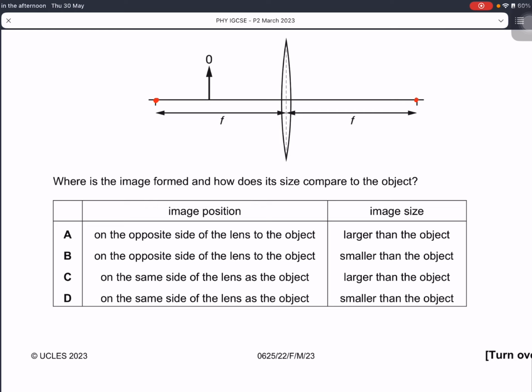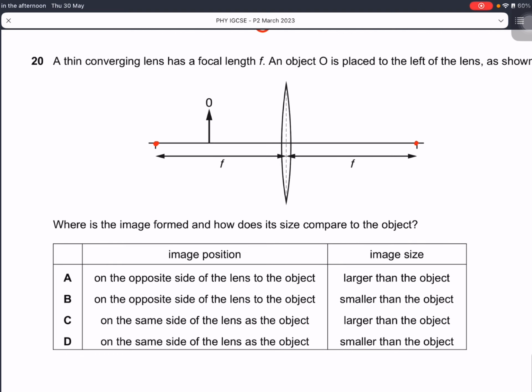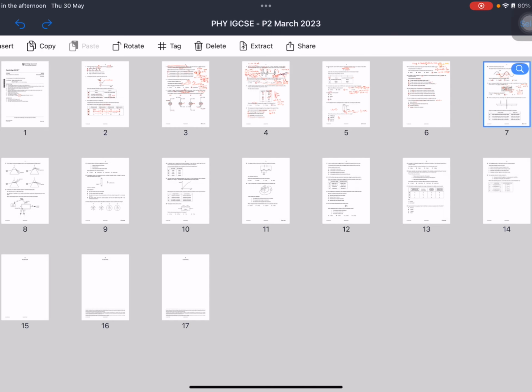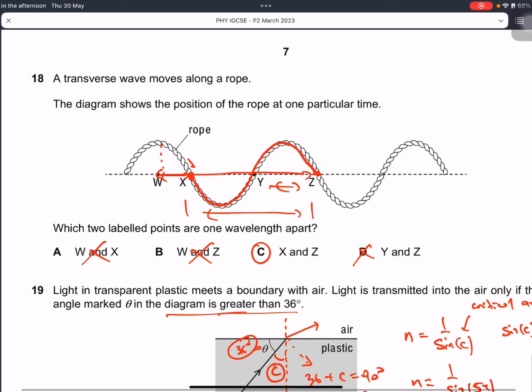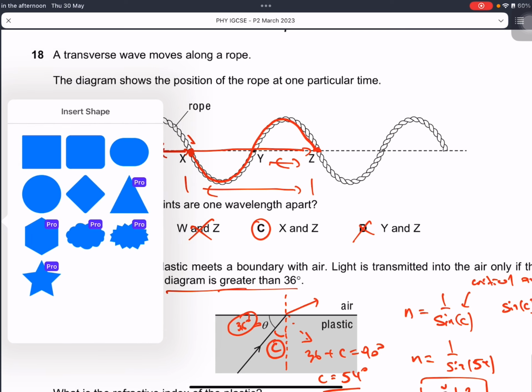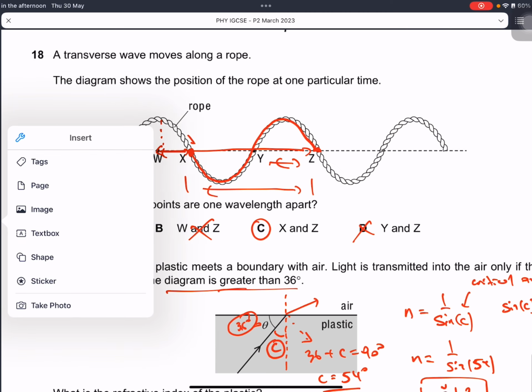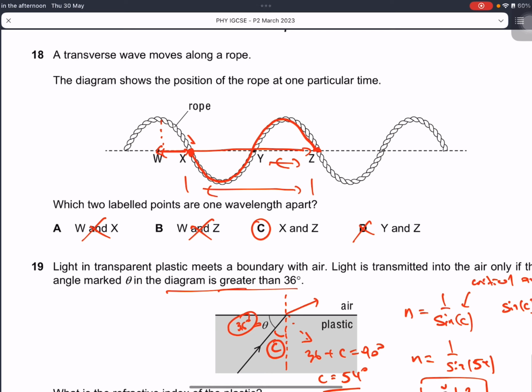In order to find the image, we have to draw what? A ray diagram, yes, exactly. So let's see if we have such a thing. Ruler, tag, page, shape, yes. Oh, pro version. Okay. We don't have a line here. Interesting. Text, sticker, image, page. No problem. I will use a ruler for mine. I try to show the ruler from the program. It didn't work.